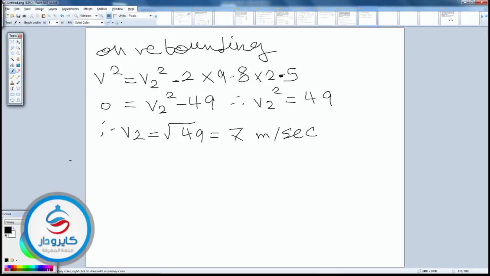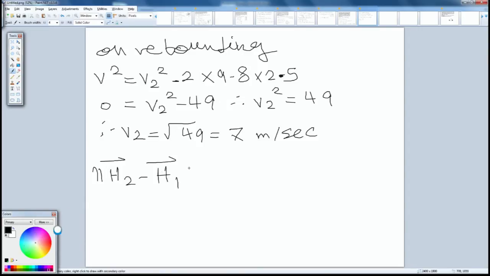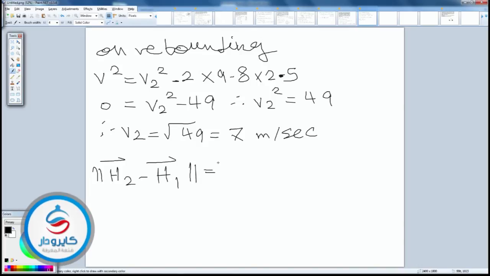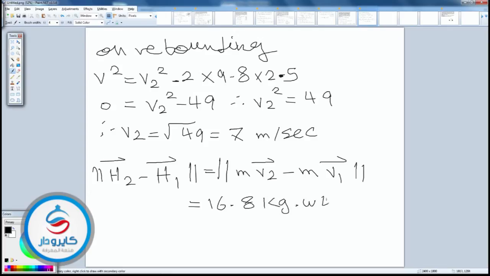The norm of vector H2 minus vector H1 equals norm of M by vector V2 minus M by vector V1 equals 16.8 kilogram dot weight dot meter per second.